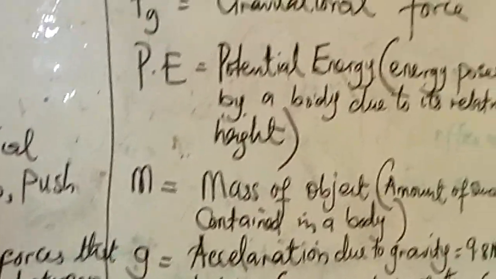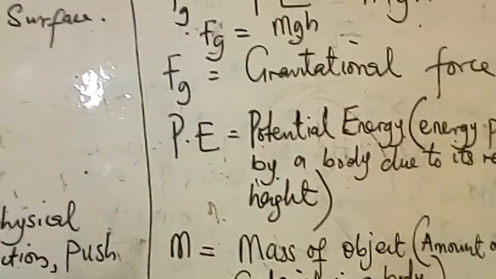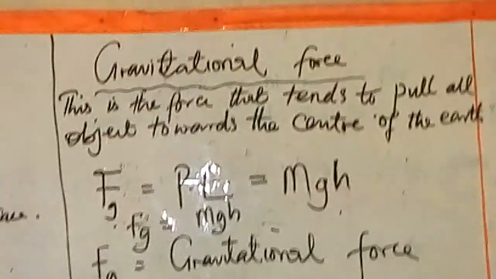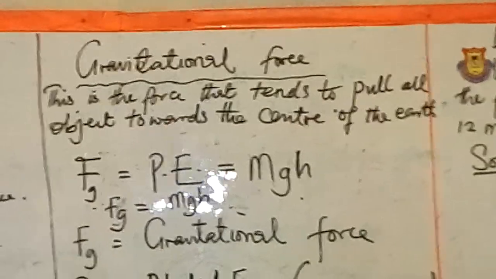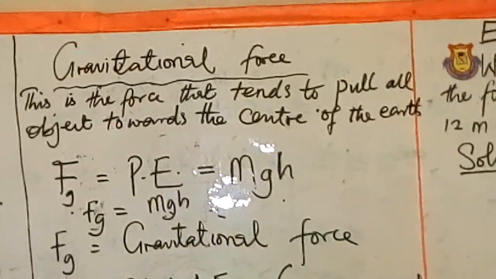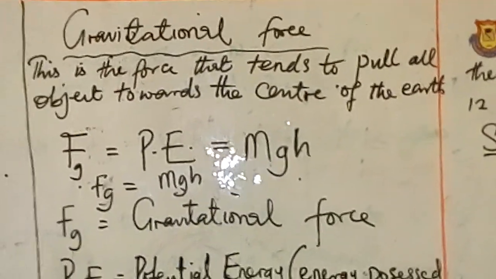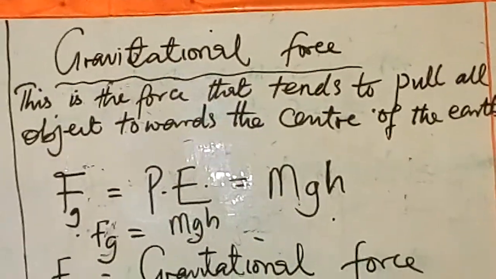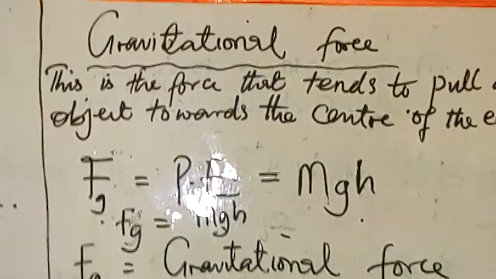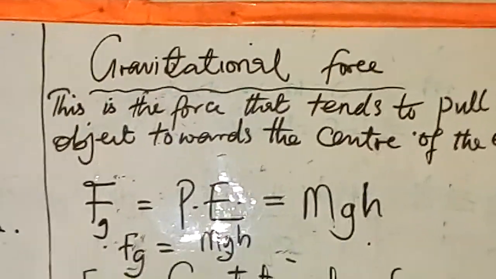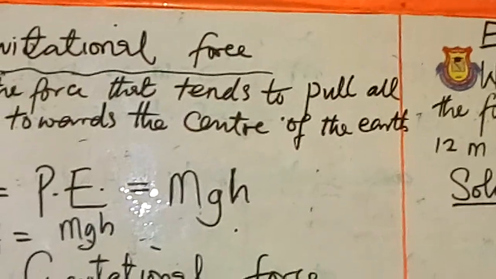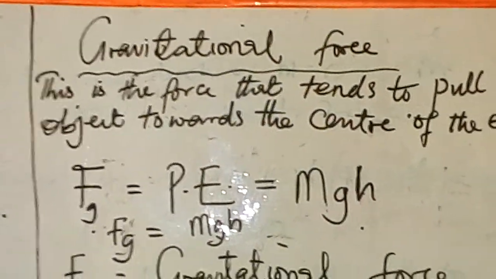Now, let's take them and explain them one after the other. Let's speak of gravitational force. What is gravitational force? It simply means the force of gravity. That means the force exerted by the Earth's surface on everybody around it. In simple terms, it is that force that tries to pull every object towards the center of the Earth.